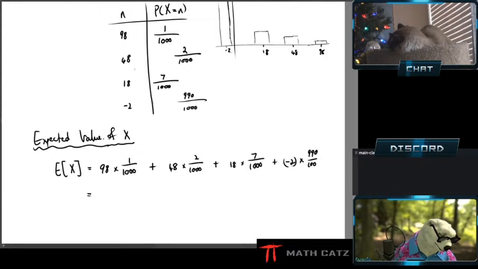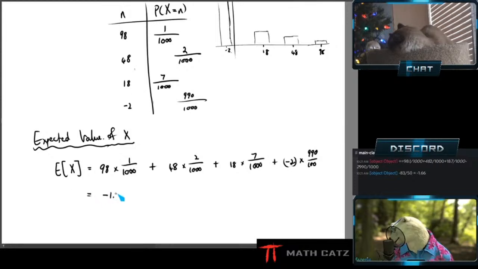Did a bunch of hundreds. Hold on. Fix that. And I get negative 1.66. Now, this number can tell me a whole bunch.